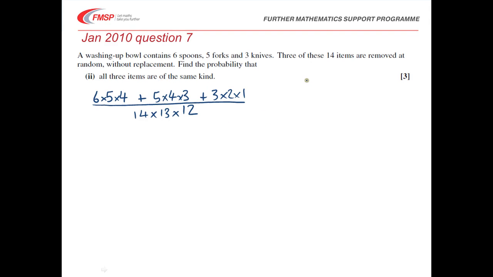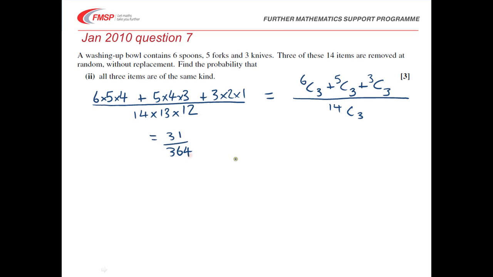Okay, there is another way of doing it. You could say I'm choosing 3 from 6 spoons, or I'm choosing 3 from 5 forks, or I'm choosing 3 from 3 knives. And then you would need to divide that by the fact that you are choosing 3 from 14 things. So they are actually identical. As I say, I personally find the left hand side a lot easier to manage. So if you work that out, we get 31 over 364, or if you want decimals, 0.0852.